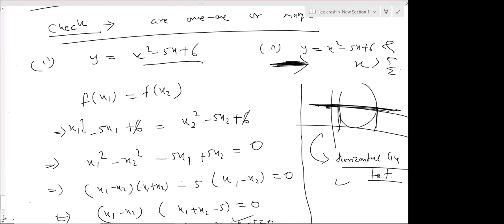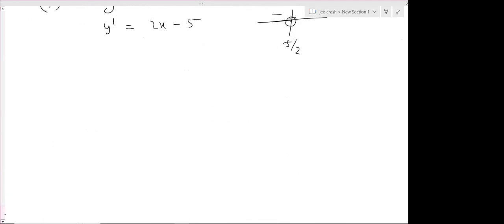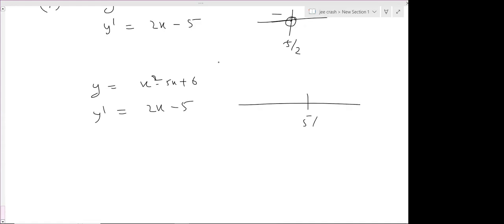Absolutely correct. It is 1-1. Right. We just checked that if y equals x square minus 5x plus 6, then y dash is 2x minus 5. So the critical point is 5 by 2. After this, the function is increasing. So if we limit the value of x, that x is always more than 5 by 2, I can say for more than 5 by 2, this function is always increasing. So this will be 1-1.